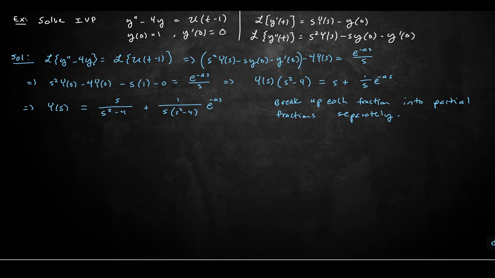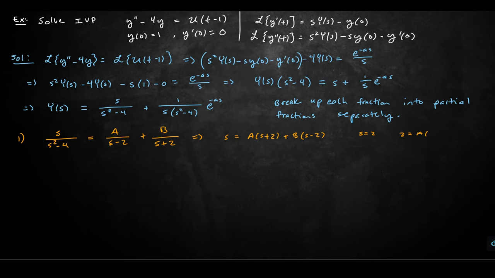So s over s squared minus 4. We'll rewrite that as capital A over s minus 2 plus capital B over s plus 2. It's a difference of two squares in the denominator. So that's the first one. Let's see what happens. We get s is equal to A times (s plus 2) plus B times (s minus 2). Let's say s equals 2. Then we get 2 equals A times 4. So A is going to be 1 half. And as s equals negative 2, we get negative 2 is equal to B times negative 4. So B is also 1 half. So both of those are 1 half right here. So I'll change those. This is going to be 1 half, and this is going to be 1 half.